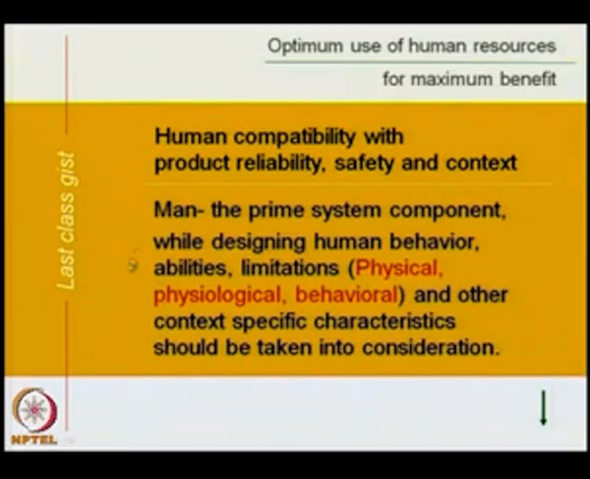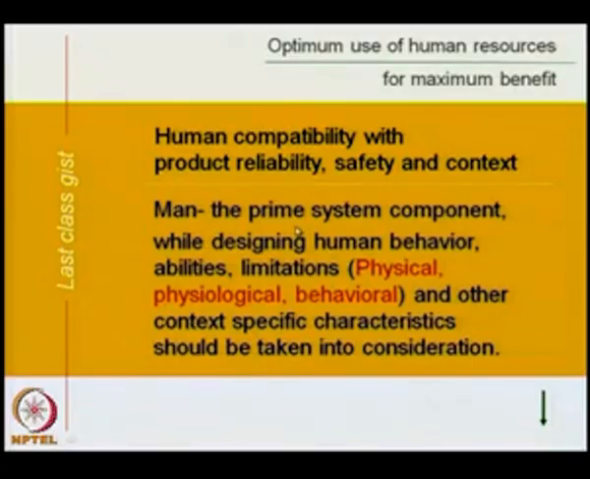With this, we concluded last session that human compatibility with product, reliability, safety and context, that is the optimum use of human resource for maximum benefit, means and methods we have discussed. Finally, we mentioned that man is the prime system component, so while designing, human behavior, abilities and limitations in terms of physiological, physical and behavioral and other context specific characteristics should be taken into consideration.